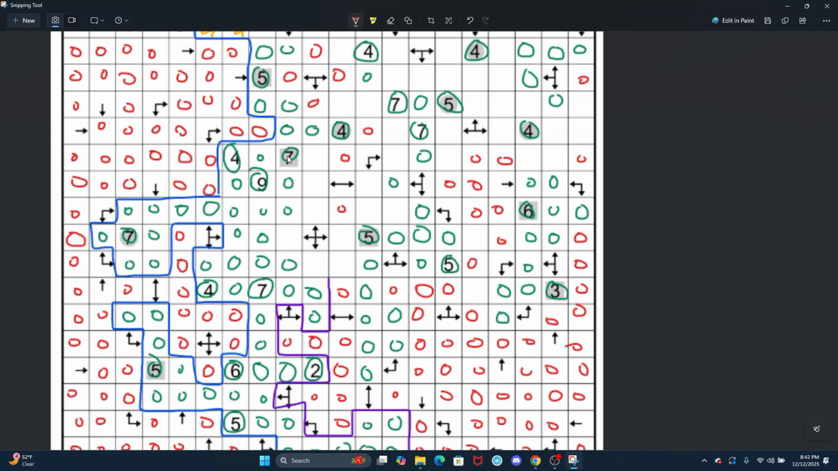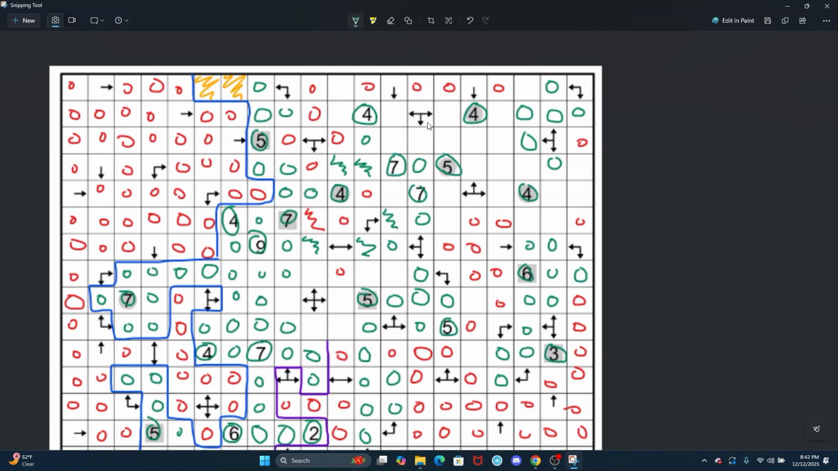Okay, so for this 7, looking at the 3x3 around it, there's a red here. So there's one red and one green between these two tiles. Suppose this is red and this is green, and this is green, and this is green. Then this would have to be green, and this would have to be green. I do not see anything wrong with that. I don't think.